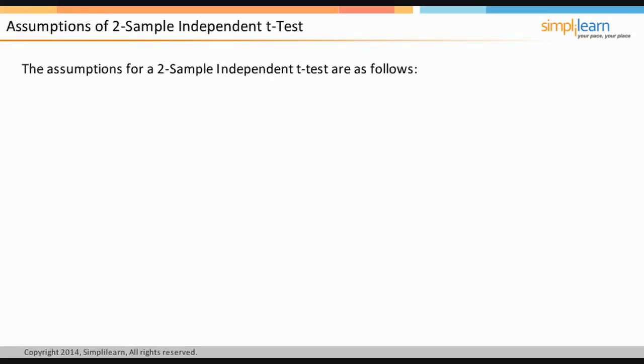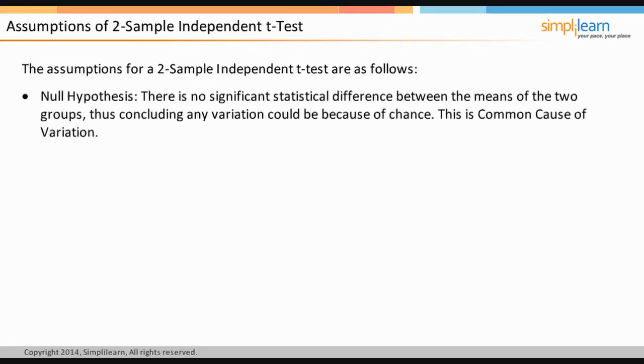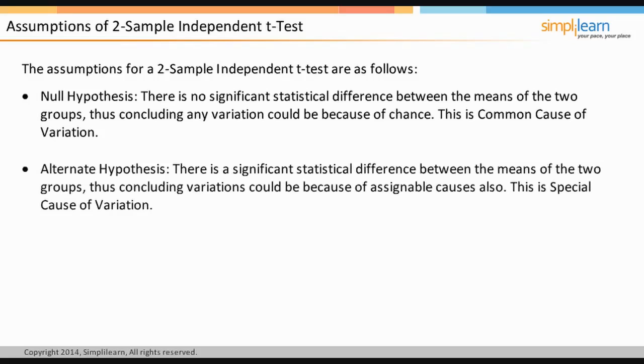The assumptions for a two-sample independent t-test are: null hypothesis, there is no significant statistical difference between the means of the two groups, thus concluding any variation could be because of chance. This is common cause of variation. Alternate hypothesis, there is a significant statistical difference between the means of the two groups, thus concluding that variations could be because of assignable causes too. This is special cause of variation.